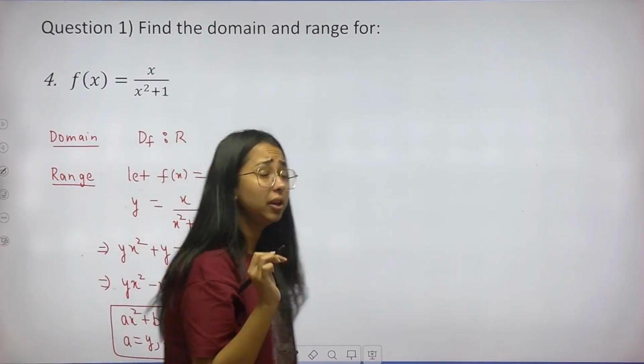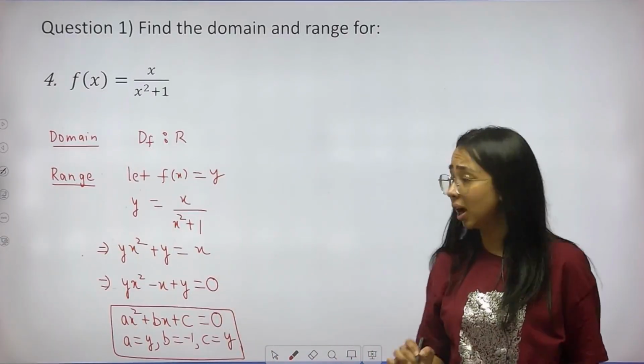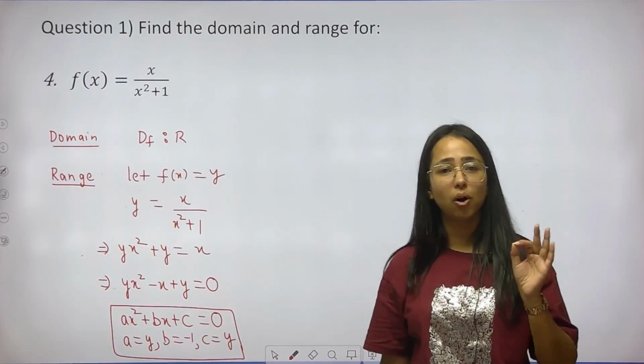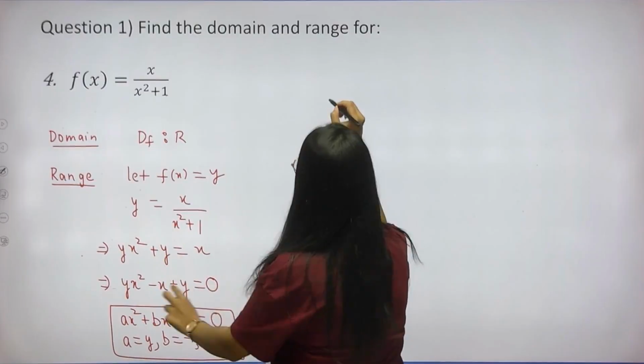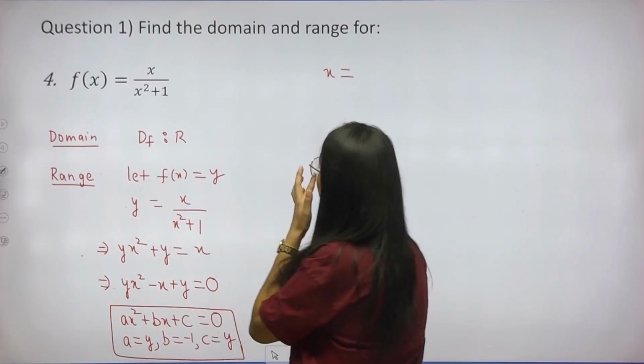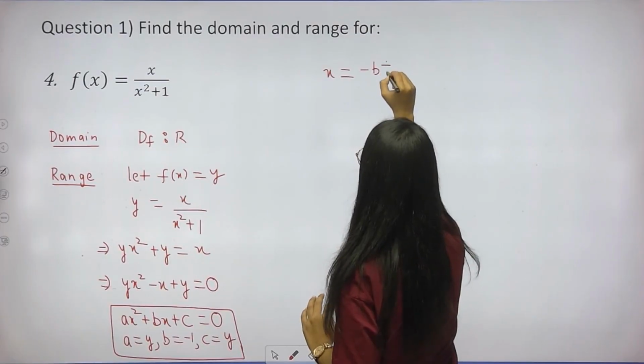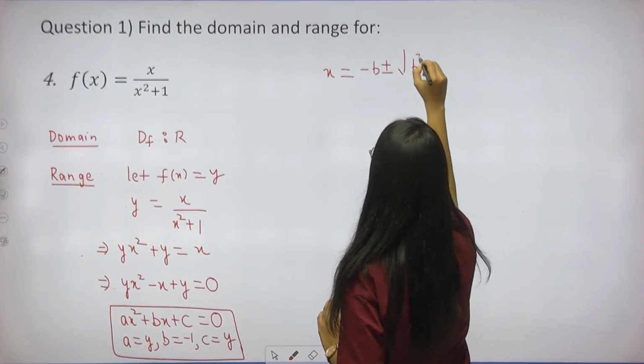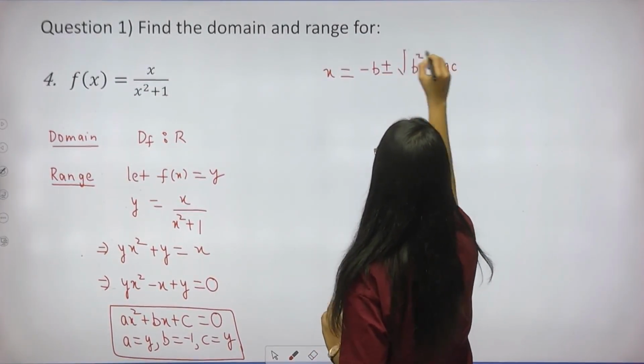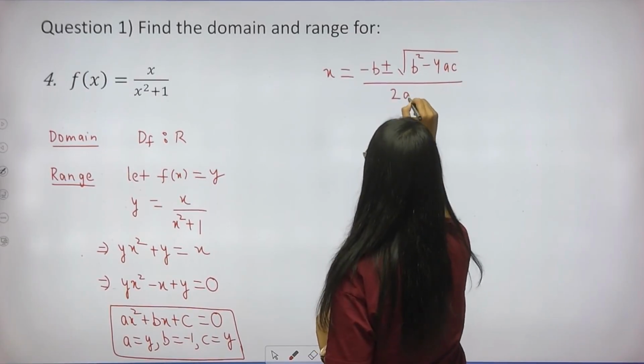Now we'll use the quadratic formula to calculate the value of x. The quadratic formula is minus b plus minus under root of b square minus 4ac over 2a. Correct?